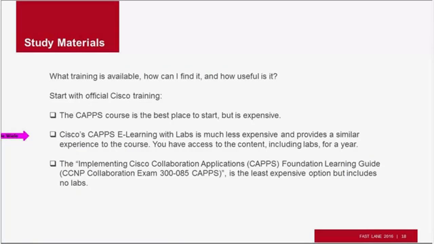You will have access to the content, including the labs, for 365 days, for a full year. And then there's the Implementing Cisco Collaboration Applications Foundation Learning Guide. That's the least expensive option, but there's no labs included with that bundle.